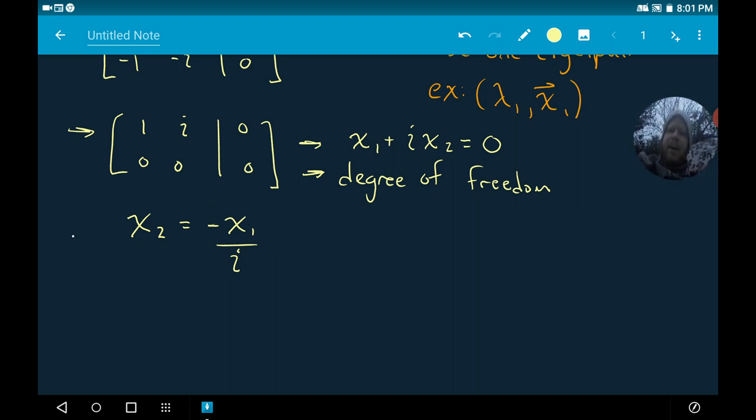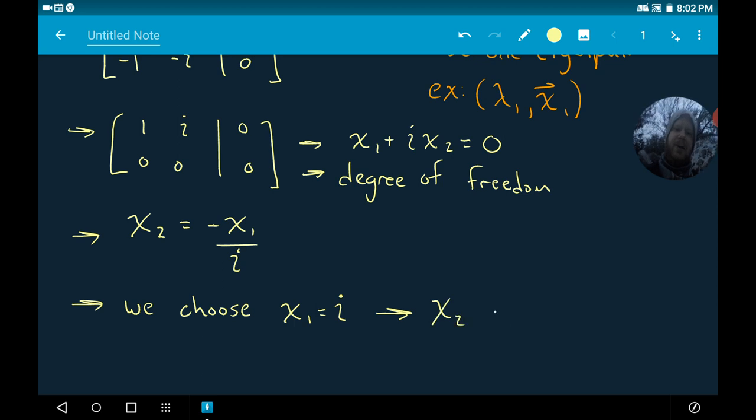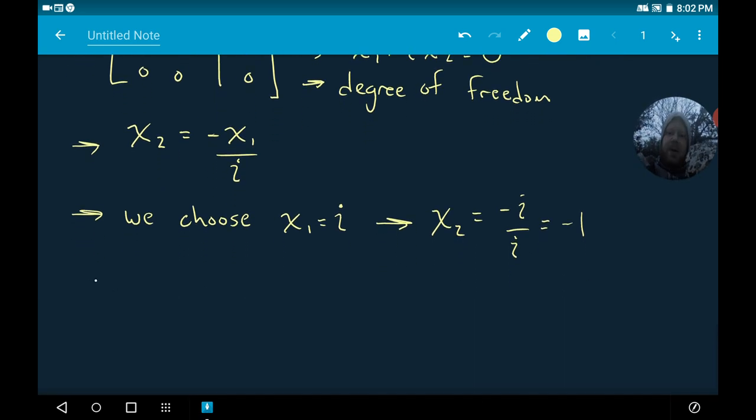So I'm going to say we choose, well, if I choose x1 to be i, then this dividing by i will cancel out and look really nice. So we choose x1 to be equal to i. We could have chosen 1. We can't choose 0. Right? So that means that x2 is going to be equal to negative i over i, which is equal to negative 1. So our eigenvector is going to be equal to i, negative 1. Pretty cool.